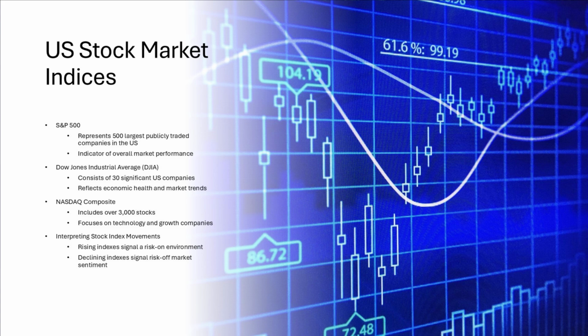S&P 500, Dow Jones Industrial Average, DJIA and Nasdaq Composite. These are US stock market indices, which is also a measure of the global economic health. So how do we interpret them? When the stock indexes are rising, it signals a risk-on environment, while a declining stock index signals risk-off market sentiment.